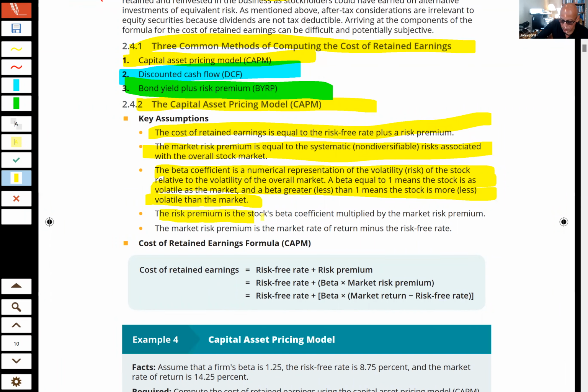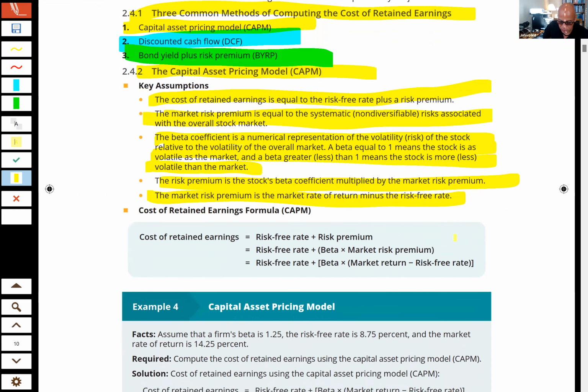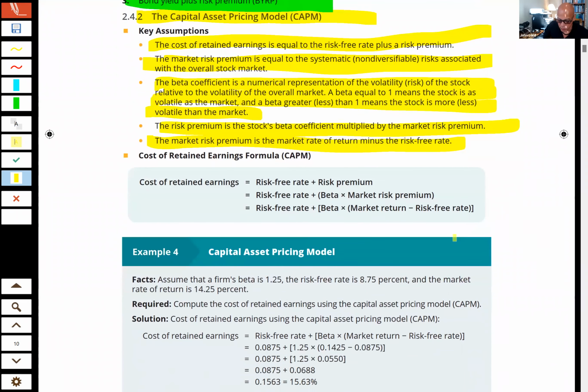The risk premium is the stock's beta coefficient multiplied by that market risk premium. And then what we do is we take the risk-free rate and add the company's specific risk premium to that to come up with the capital asset pricing model's cost of retained earnings. So it's risk-free rate plus the risk premium.